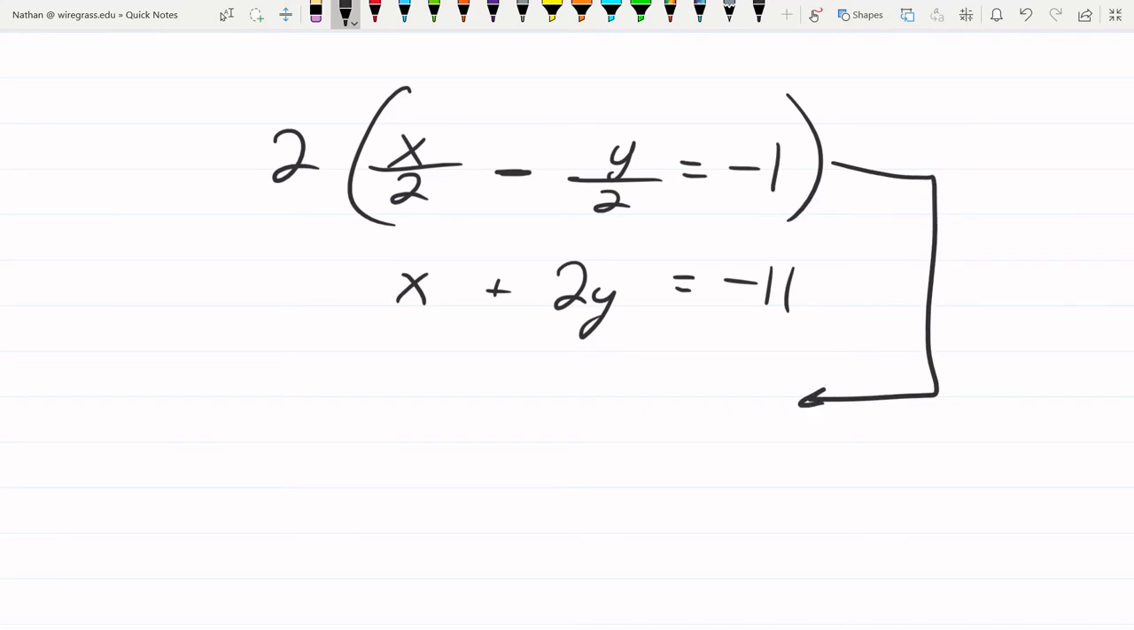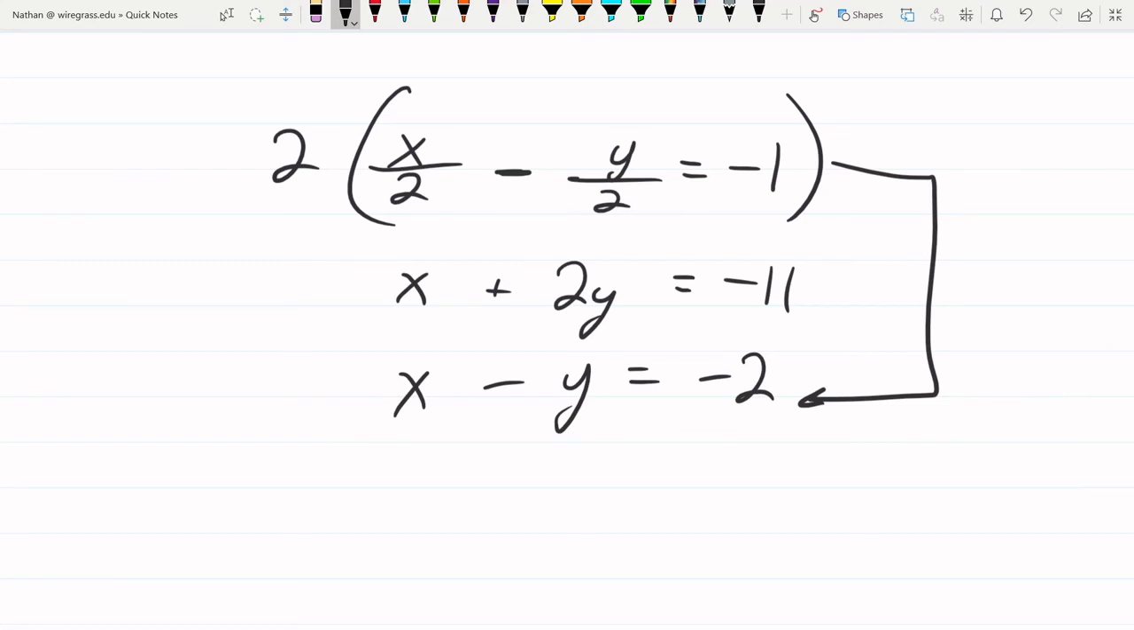All that does is it changes what the numbers are. The relationship, the actual thing that gives us the equation of the line, will not change. It's just going to look a little bit nicer. So 2 times x over 2 is going to be x. 2 times negative y over 2 is negative y. And 2 times negative 1 is negative 2.